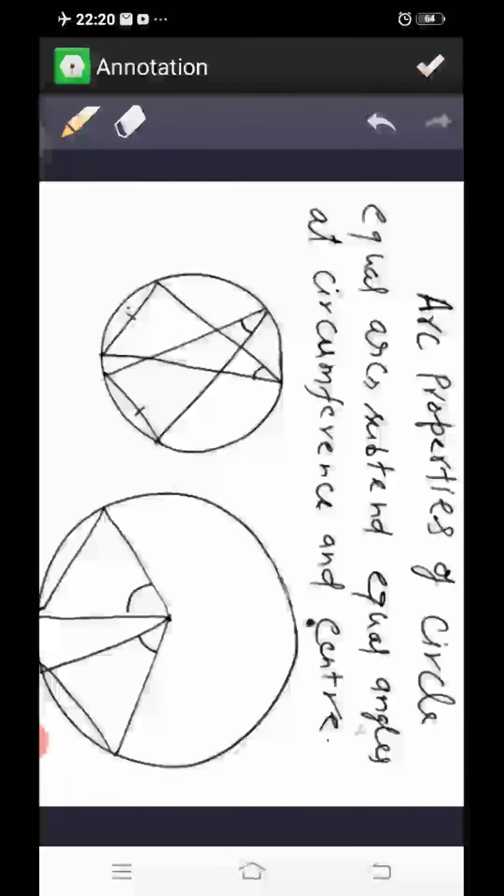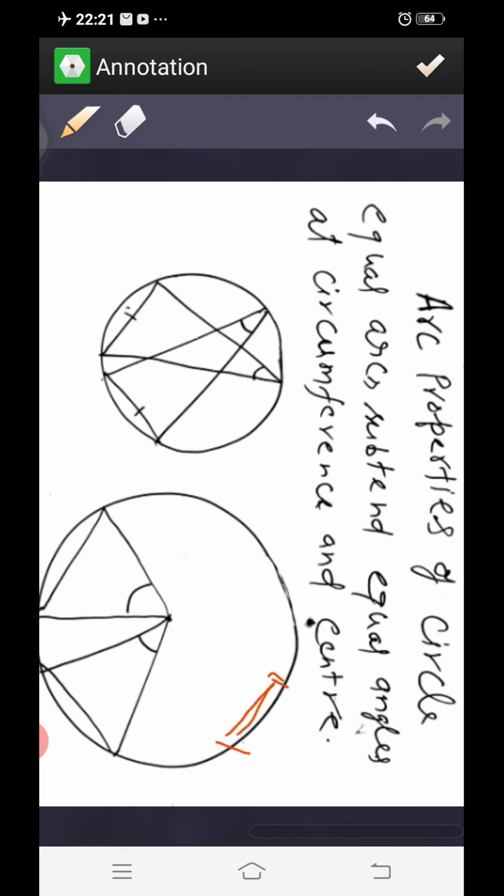First of all, we must know what an arc is. An arc is a part of the circumference of a circle, like this. If we take this part, it is called an arc. We can take it anywhere, and it is called an arc. Equal arcs subtend equal angles at the circumference and center.